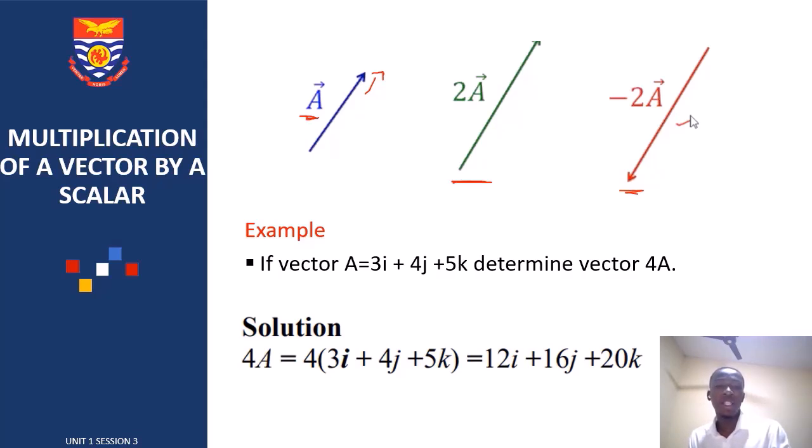So we can just write 4 here and multiply it through the whole vector A. This time around, 4 is going to multiply the 3i, 4 is going to multiply the 4j, and 4 is going to multiply the 5k. So that at the end we are going to get 12i plus 16j plus 20k. This is very simple and I hope you do understand. In case there are negatives inside, you just bring the negatives in and that's all.